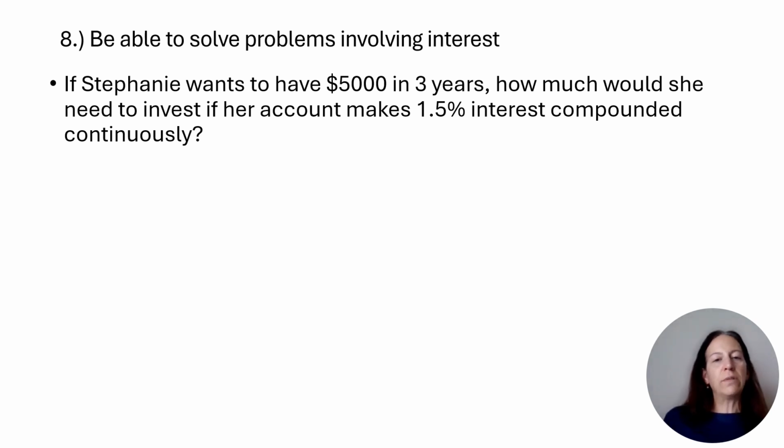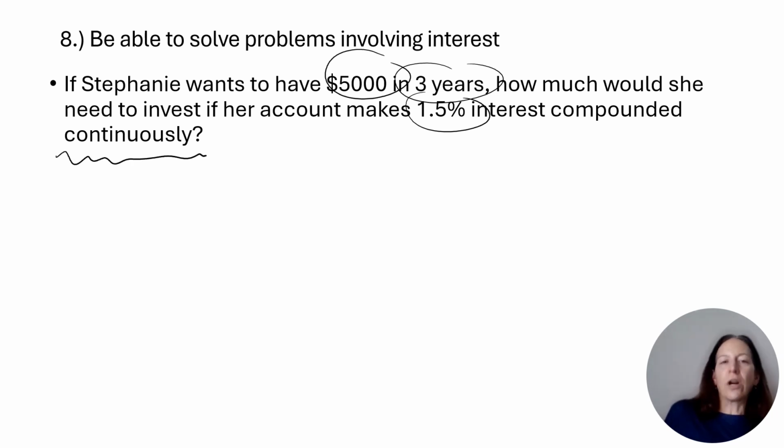So this is new this year that it's actually going on the test. And to be totally honest, I just wrote this problem. I have no idea how it's going to come out. So if Stephanie wants to have $5,000 in 3 years, how much would she need to invest if her account makes 1.5% interest? And then this is compounded continuously. So our strategy is write down everything we know. She wants to have 5,000. So that means at the end, she wants to have the 5,000. So that's your A. The amount of time she's investing it is 3 years, and her account makes 1.5% interest.